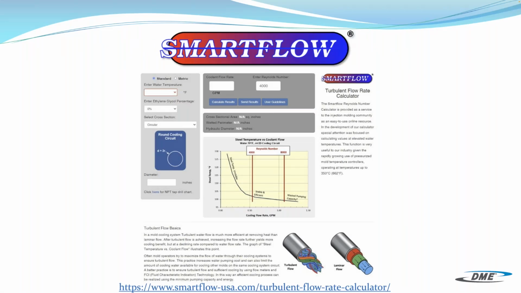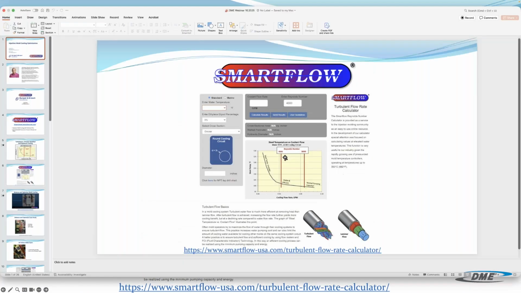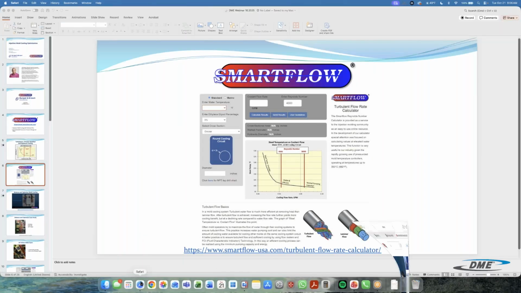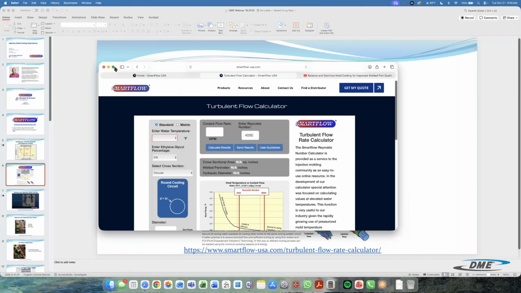So we've developed this turbulent flow calculator. It's free for everybody to use. You can use this on our website, and you can go in and do simulations for different areas. So we'll just do a quick simulation.